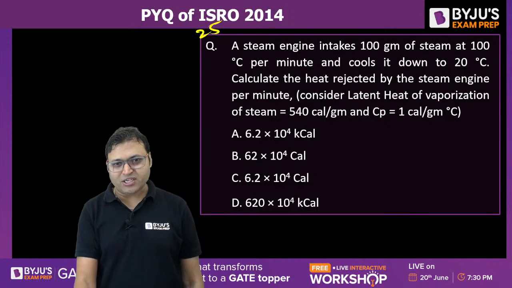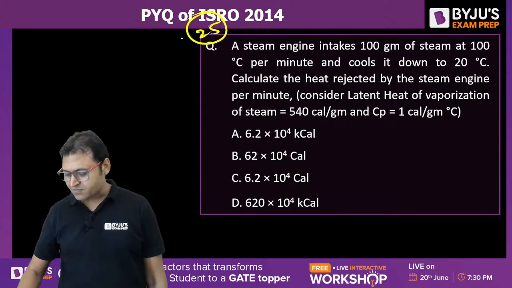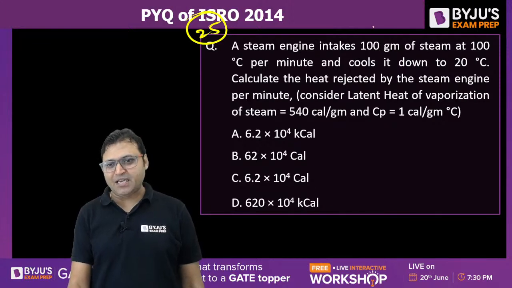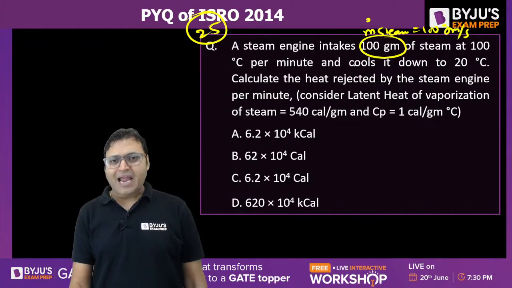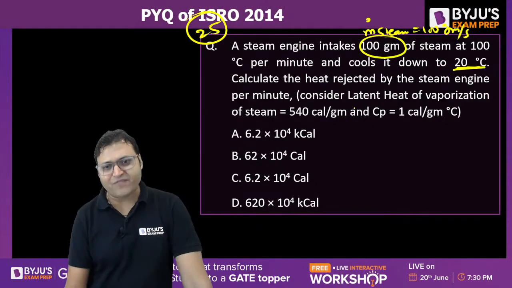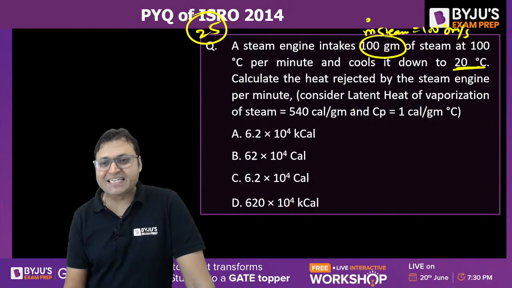Let us move to question number 25. A steam engine intakes 100 gram of steam at 100 degrees Celsius per minute. That is the mass flow rate of steam, 100 gram per minute at 100 degrees Celsius, and cools it down to 20 degrees Celsius. So the temperature is decreasing to 20 degrees Celsius. That is the final temperature. Calculate the heat rejected by the steam.